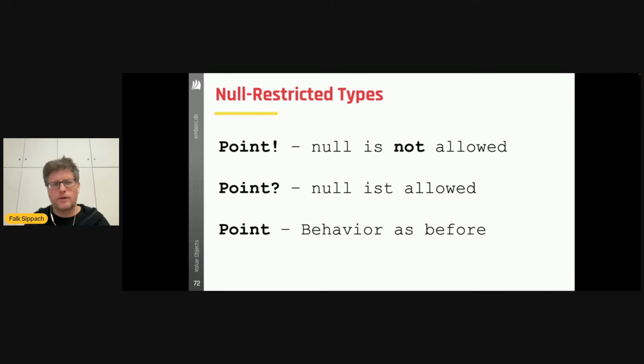In Kotlin, every reference is not allowed to be null by default. Here, with point, without an exclamation or question mark, it's the behavior as before. It's still nullable, but we can have an exclamation mark. Then point with an exclamation mark means null is not allowed, and point with a question mark means null is allowed. And that's the readability. You can see which is allowed, which not, and the compiler can help us. And we can have null checks during the compilation phase and so on.